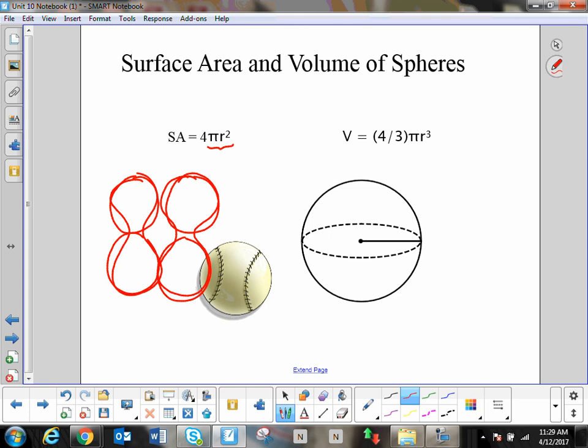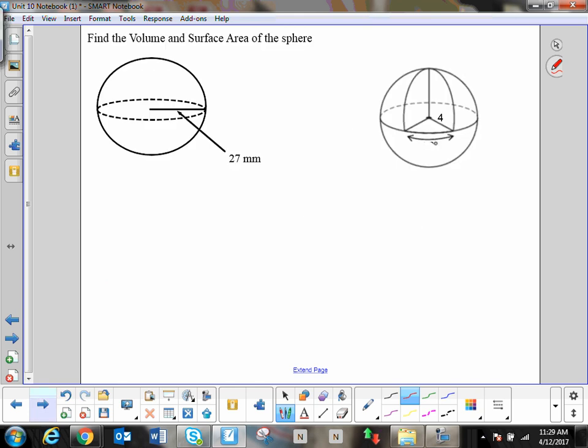Okay, your volume formula, 4 thirds pi r cubed. Okay, real simple formulas. You've only got one unknown, and that's your radius. Okay, all right, let's do examples. First one on the left. This is 30, right? Okay. All right. This will be the challenging one. This will be the easy one.